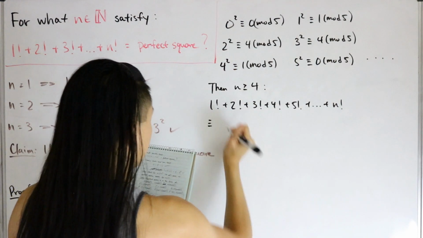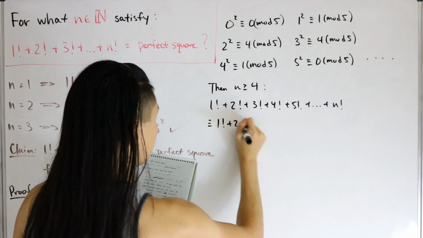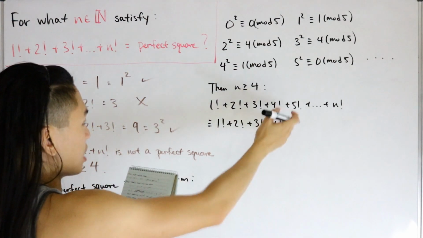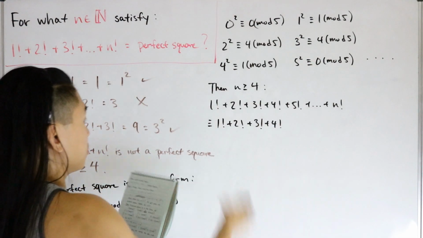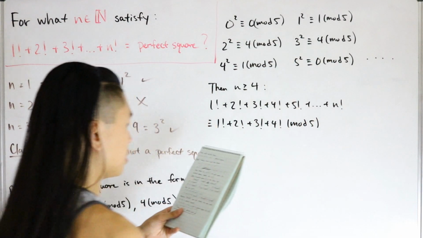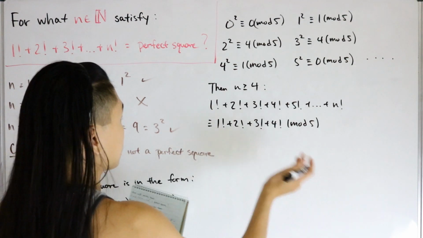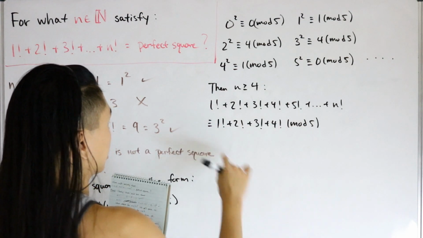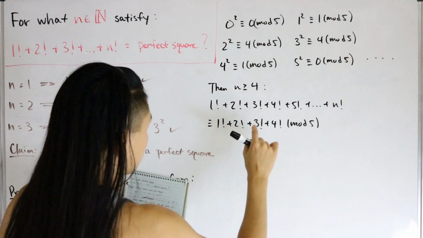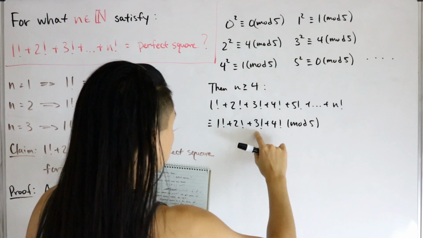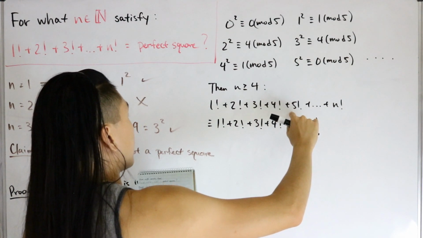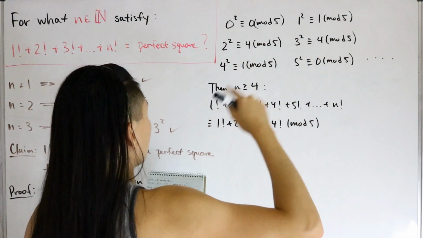So that's congruent to 1 factorial plus 2 factorial plus 3 factorial plus 4 factorial, and that's where we stop, since everything from 5 upwards is divisible by 5. Now mod 5, interestingly, if this doesn't convince you, why don't we check the numbers. 1 factorial is 1, plus 2 factorial, that's 3, plus 6, that's 9. Plus 24, that's 33. If I add 5 factorial, that's 120, that's going to be 153.